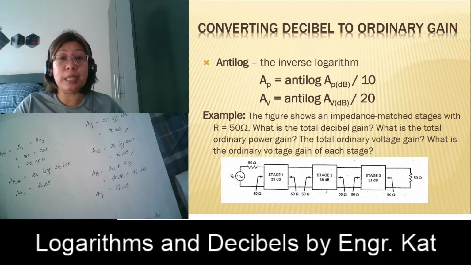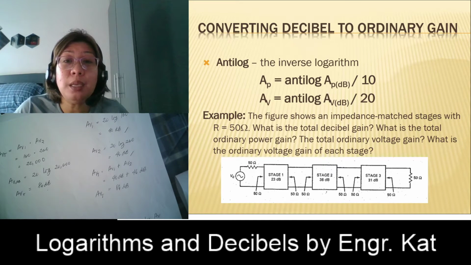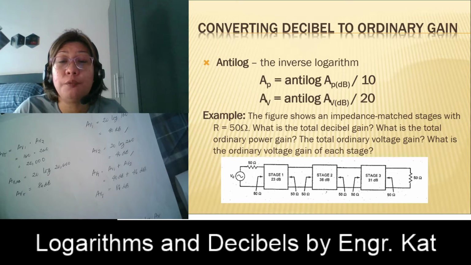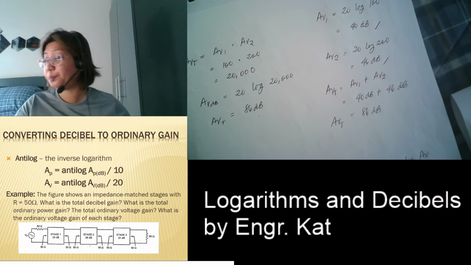What is the total decibel gain? What is the total ordinary power gain? What is the total ordinary voltage gain, and what is the ordinary voltage gain of each stage? The stages have 23 dB here, 36 dB, and 31 dB. Okay, so let us solve this problem.